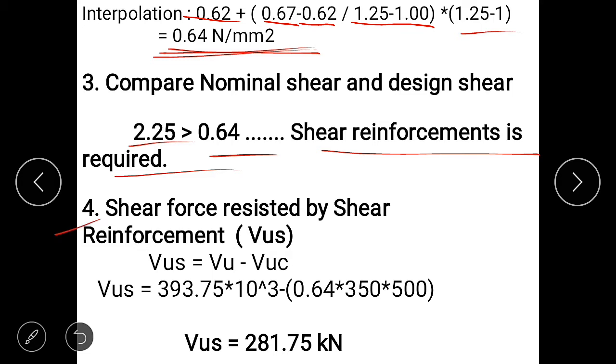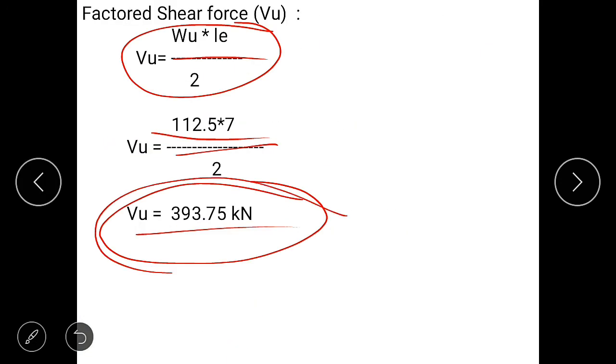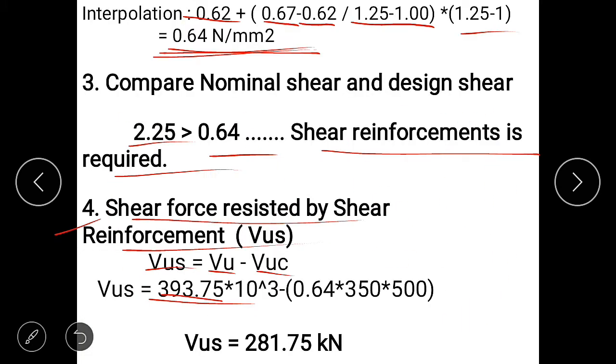Now step number 4, shear force resisted by shear reinforcement. If we require shear reinforcement, then shear force resisted by shear reinforcement VUS is equal to VU minus VUC. What is VU and what is VUC? In the first step we already found it. Here VU is 393.75, the factored shear force. So we use this value, 393.75 into 10 to the power 3, in Newton.